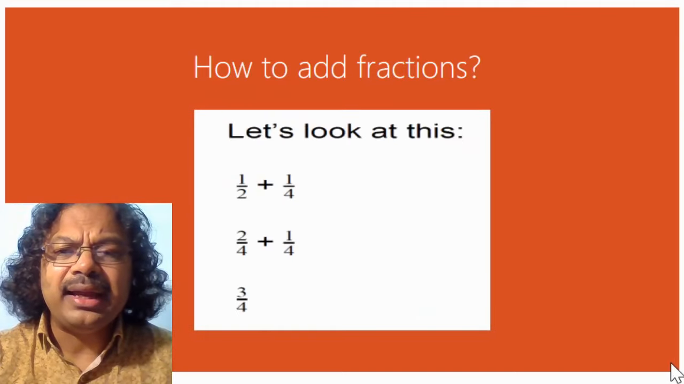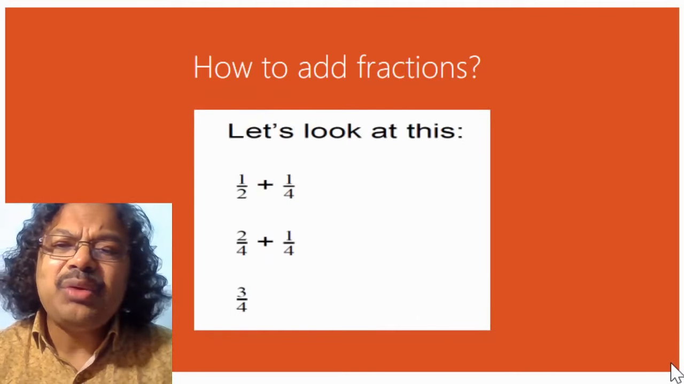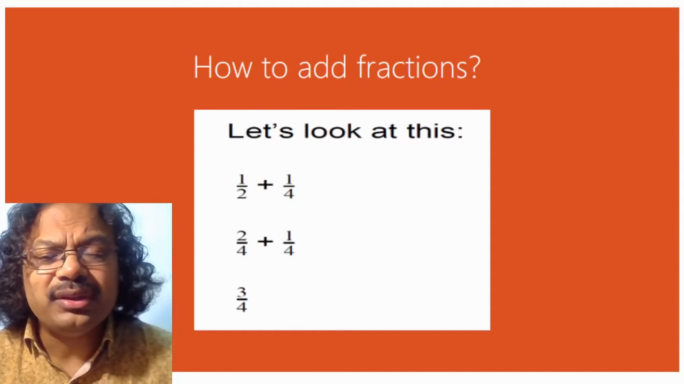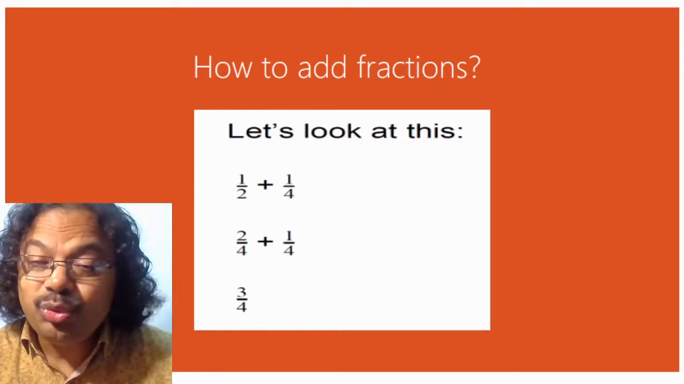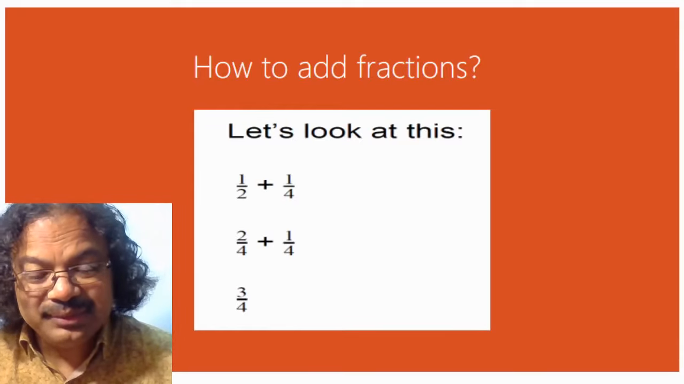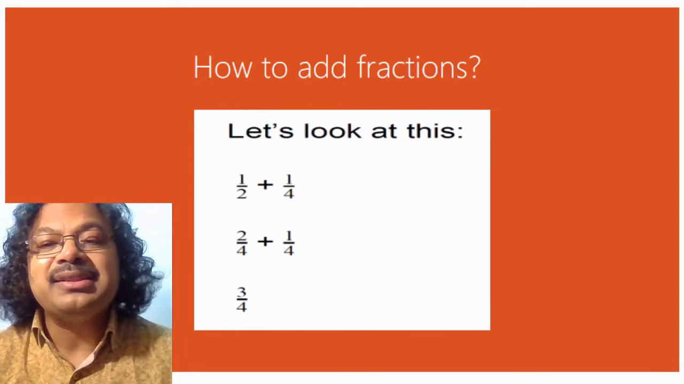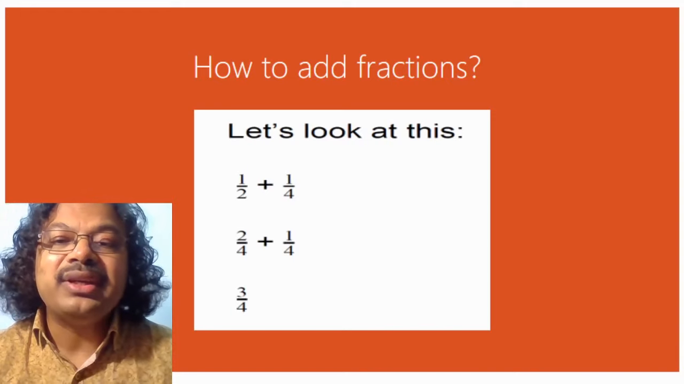Let's look at another example here. Now we're adding 1/2 and 1/4. Think about it. 1/4 is 1 quarter. 1/2 is 2 quarters. So that's 3 quarters I have, right? So look at my answer, 3 quarters, 3 over 4. How do I get that?